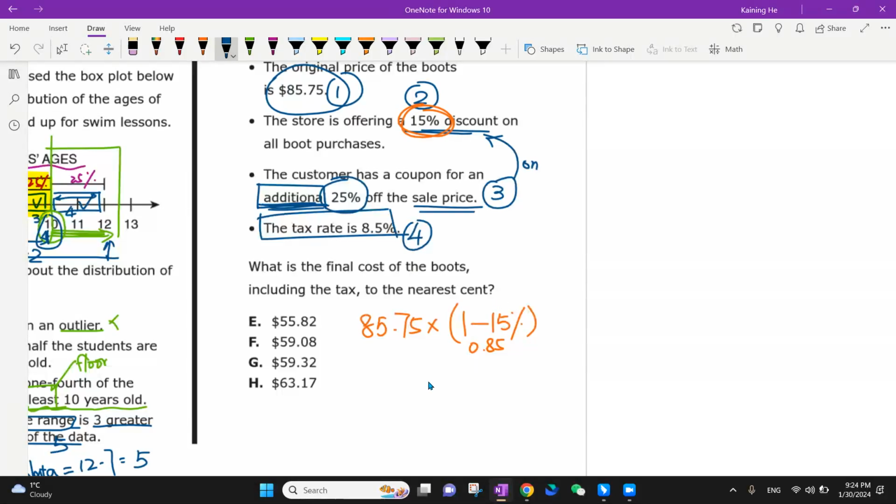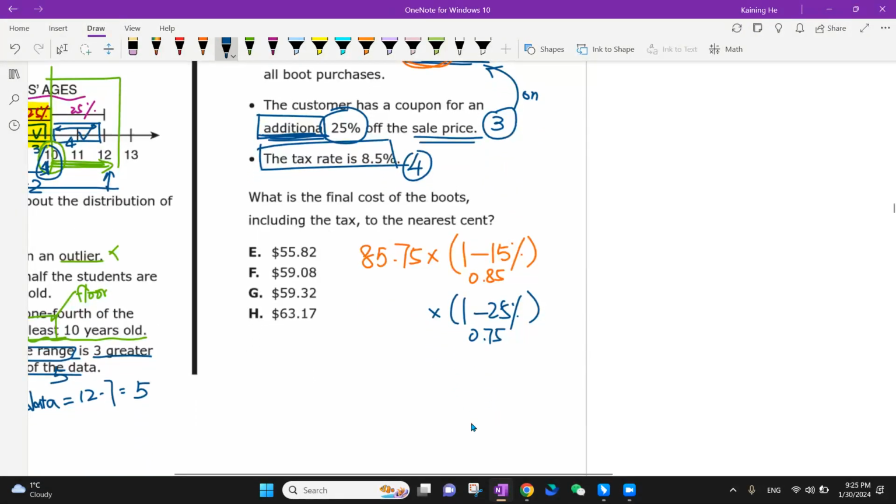25% off. So I'm going to times again 1 minus 25%. So based on that, I'm actually timesing 0.75. Again, that's my second discount. And the last one says the sales tax is going to be 8.5. So I have a tax rate. I'm actually paying extra. So in here, I'm going to have 1 plus 8.5%. So based on that, I'm going to have 1.085.